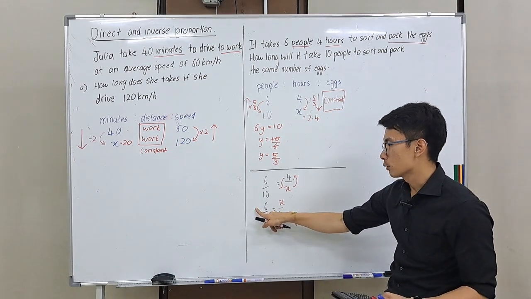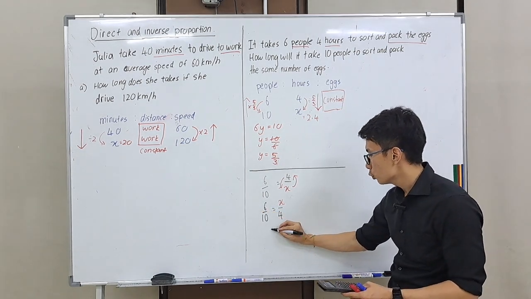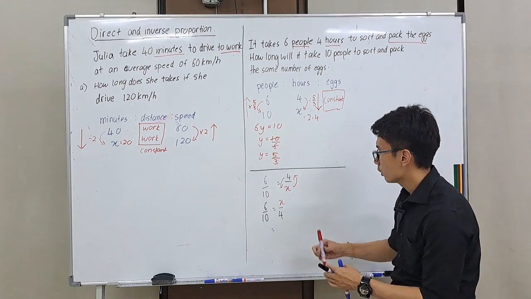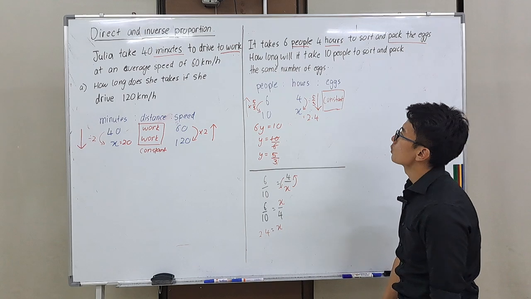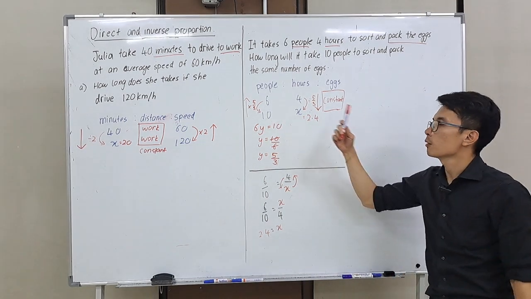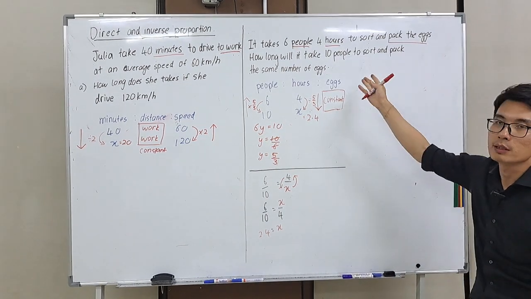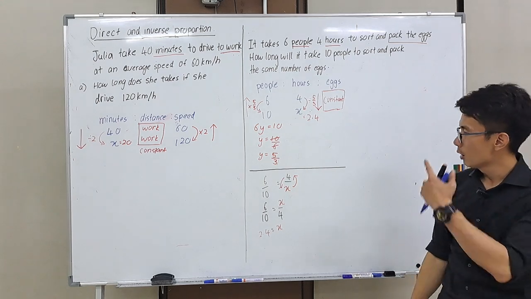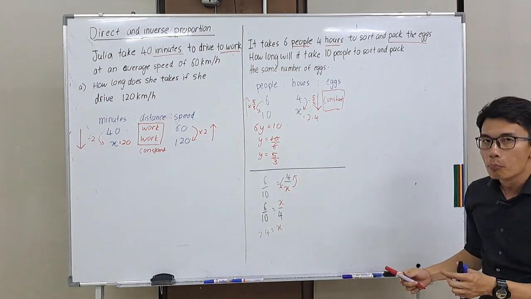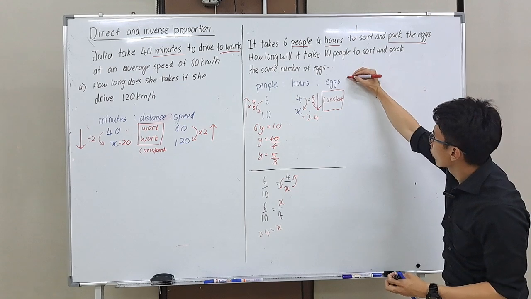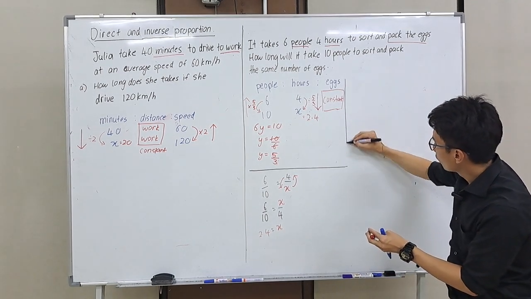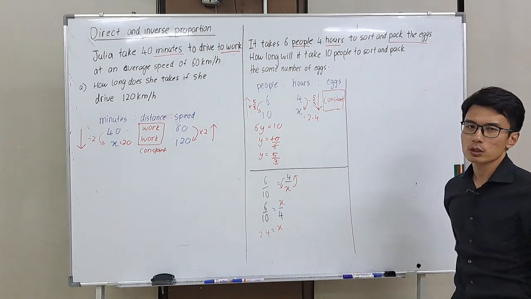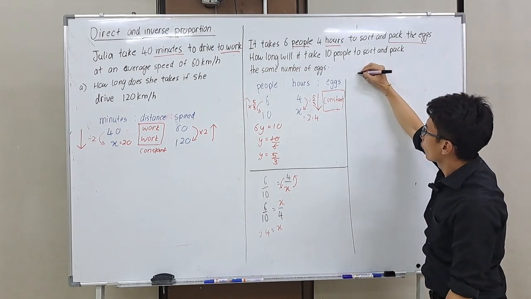All right, so again, you can solve this in your calculator. Bring this up, 6 times 4, 24, divided by 10, and true enough, you will get 2.4 hours. So 10 people will take me 2.4 hours to complete the same task, okay? But now let me give you some bonus question here, all right? So I have 2.4 hours.